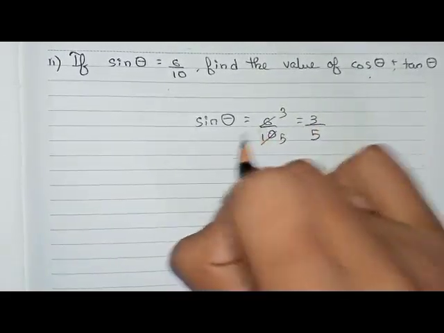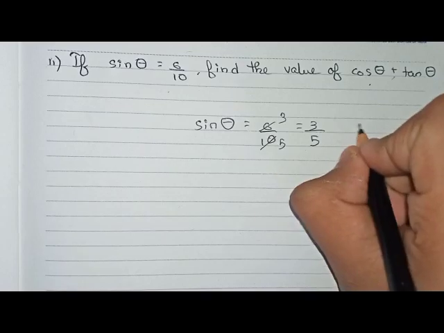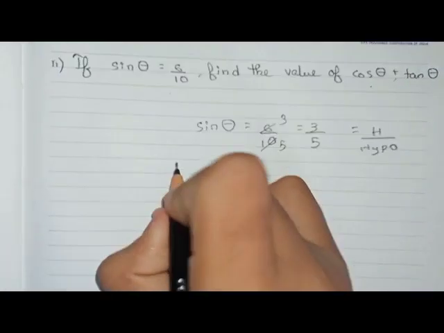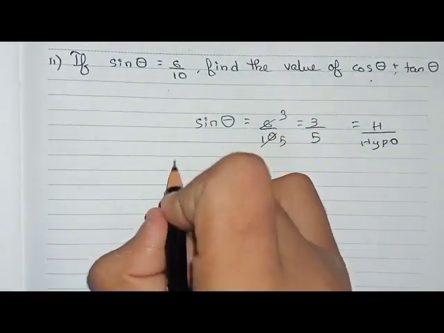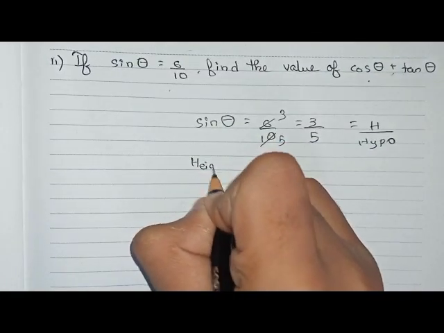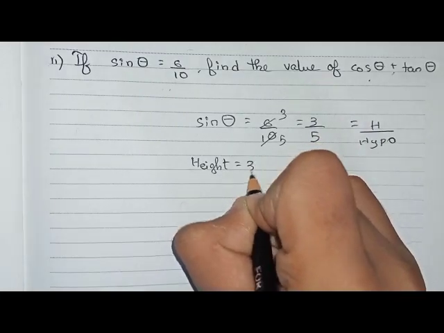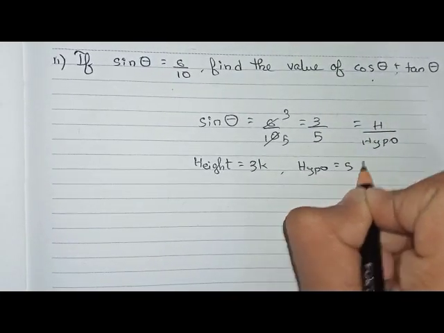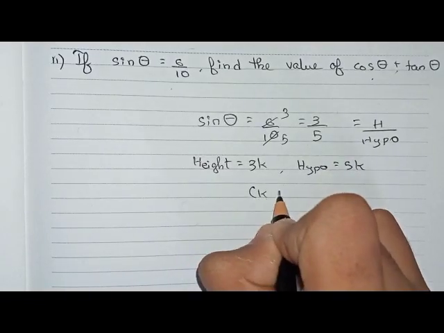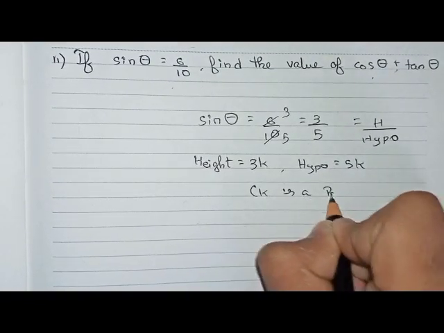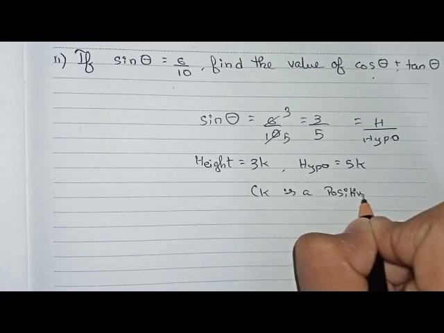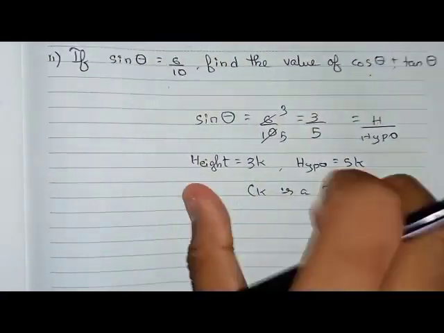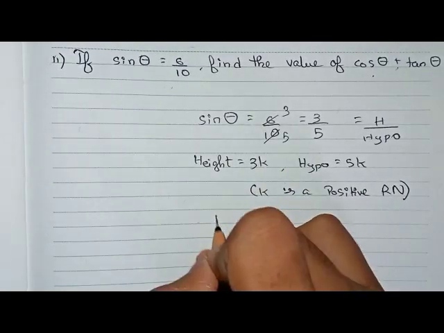And we know that sine means height by hypotenuse. So similarly, like the previous questions, height is equal to 3k and hypo is equal to 5k. And k is a positive real number.